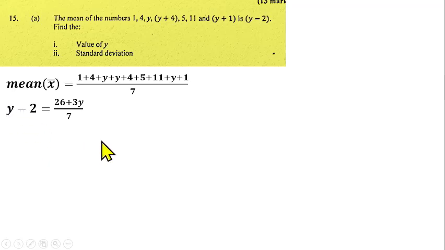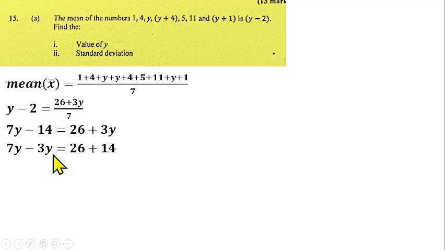Cross multiply from there. We have 7 multiply this, you have 7y minus 14 equals 26 plus 3y. Collect like terms from there. We have 7y minus 3y equals 26 plus 14. So that will give us 4y equals 40. y will be equal to 10 if you divide both sides by 4. So that's the value of y.